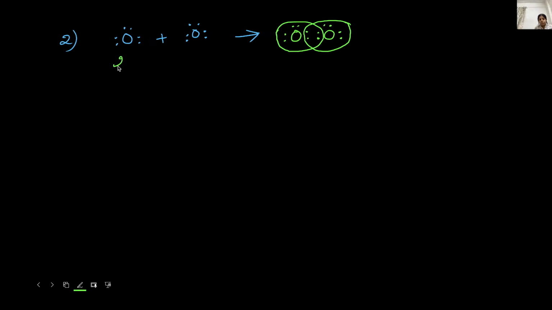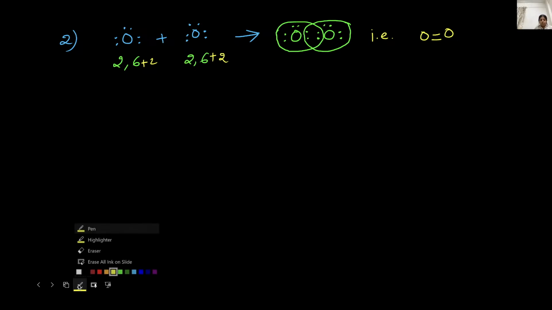It has the 2, 6 electronic configuration. It needs 2 more electrons to achieve the stable inert gas configuration. Now what will they do? They will share their 2 electrons with each other and will form 2 covalent bonds between the 2 oxygen atoms. So can we write down here that oxygen and oxygen will have 2 covalent bonds present in between them.